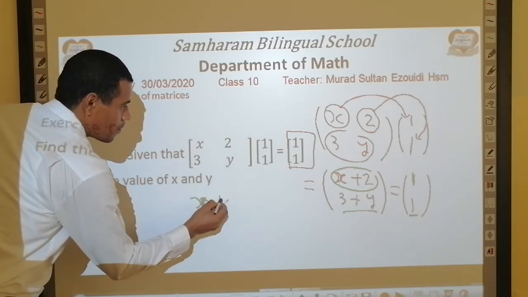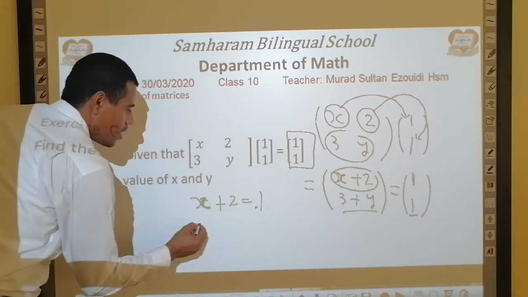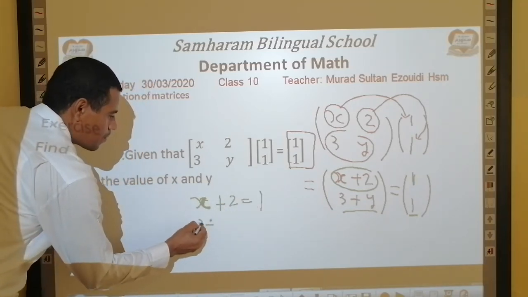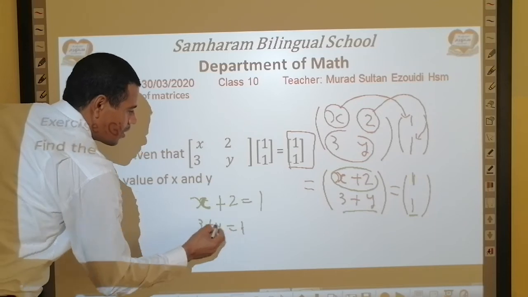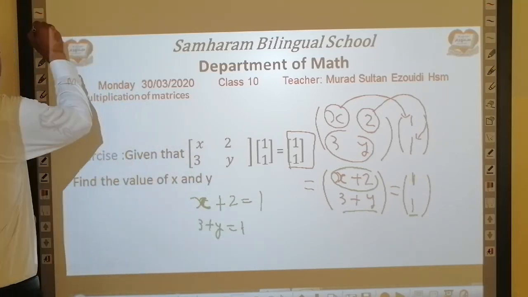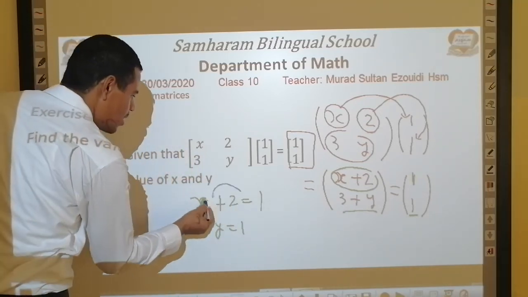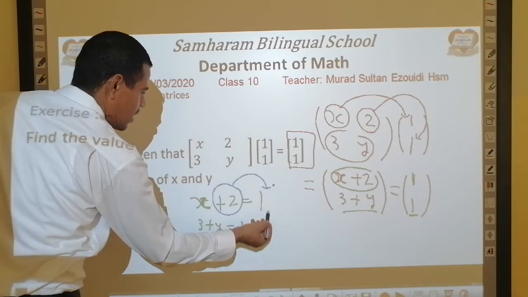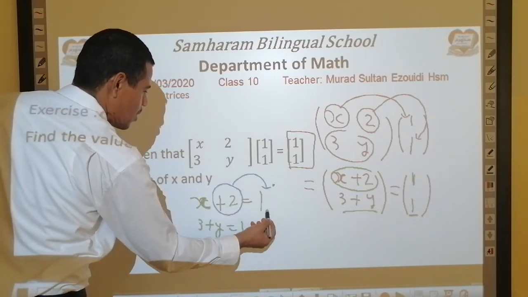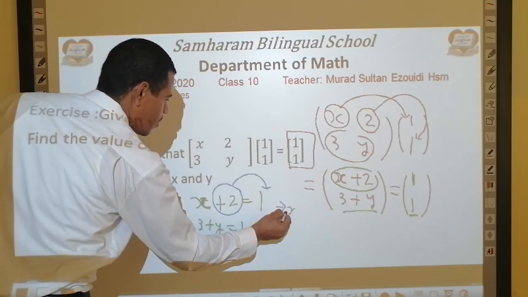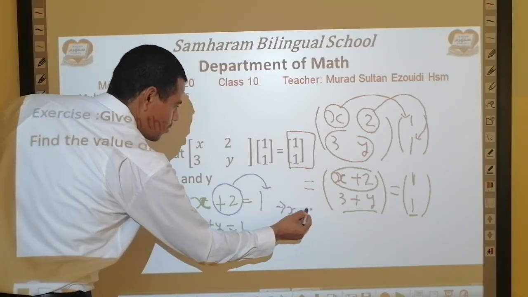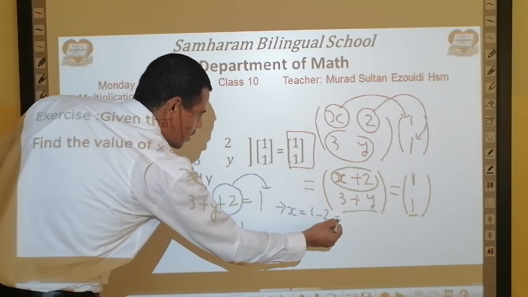x plus 2 equals 1, and 3 plus y equals 1. So, the 2 in x plus 2, I will transfer here. It will be negative 2. So x equals 1 minus 2. Okay, 1 minus 2 gives negative 1.